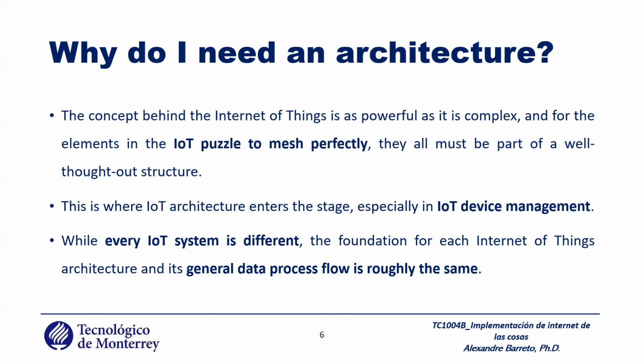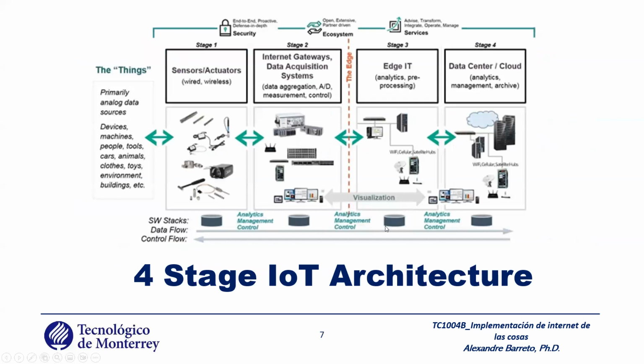So it's the main idea of one architecture. An architecture, in the case of the Internet of Things, is a concept where you divide the systems by functions, okay? And you organize the components by function. For example, I believe the second slide is much better, you have more idea. In our course, there are many architectures, but we use the 4-stage IoT architecture.